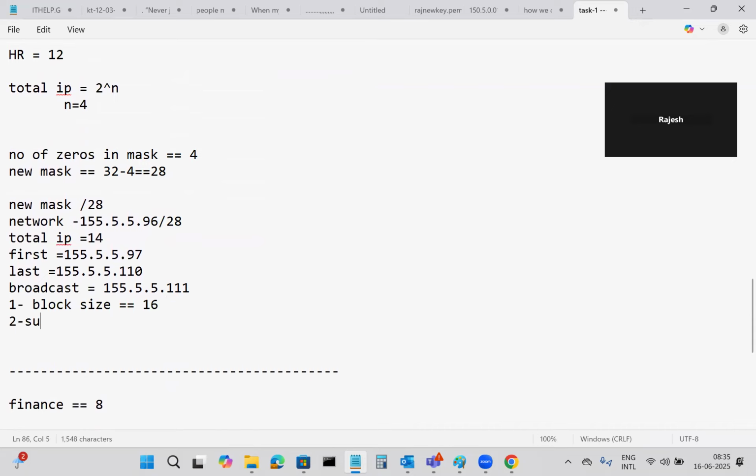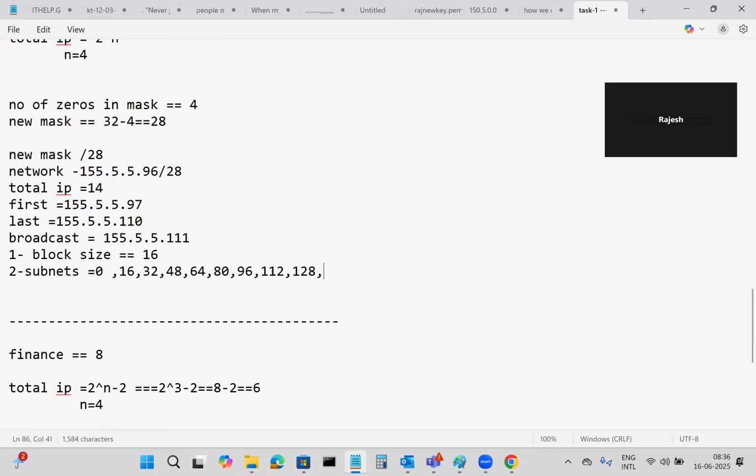So what will be my subnets? It will always start with 0, 16, 32, 48, then 64, 80, 96, and after that, 112, and then after that, 128. Like that, it will go on, correct?